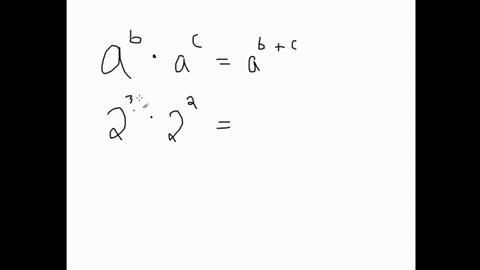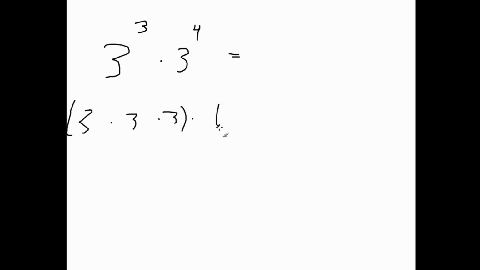Well, we have to think what this actually means. 2 to the 3, that's the same thing as 2 times 2 times 2, and then all that times 2 raised to the second. That's just 2 times 2. Notice what we have here. This is the exact same thing as 2 raised to the fifth. We're multiplying 2 by itself 5 times. So this equals 2 to the fifth. Notice, 5 equals these two exponents combined.